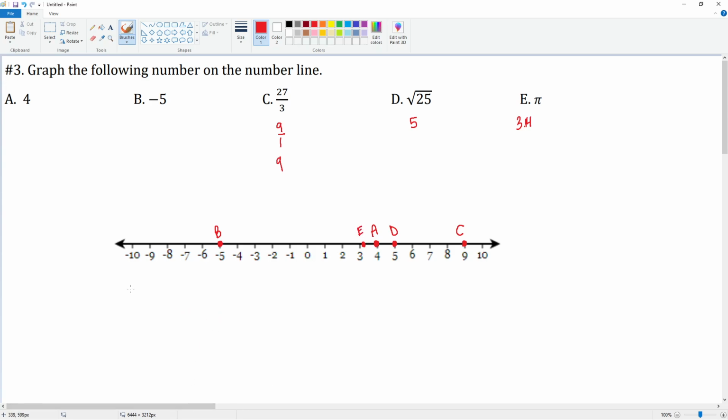So right here, these are all the different types of numbers that you can actually graph on a number line.